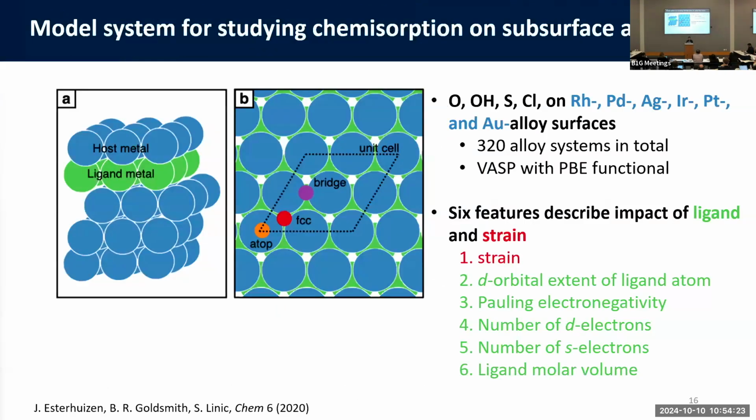So unlike foundation models, you don't need a lot of data to apply these methods. We just looked at different host metals with different ligand metals in the subsurface, and at different adsorbates. I'll show you O, OH, S, and Cl adsorbing on different metal surfaces with different ligand metals in the subsurface. Using domain intuition, we looked at other features, but narrowed it down to a small subset of features that we probed with this IGAM analysis. I'm just going to show you some main highlights, specifically strain and the number of d electrons.